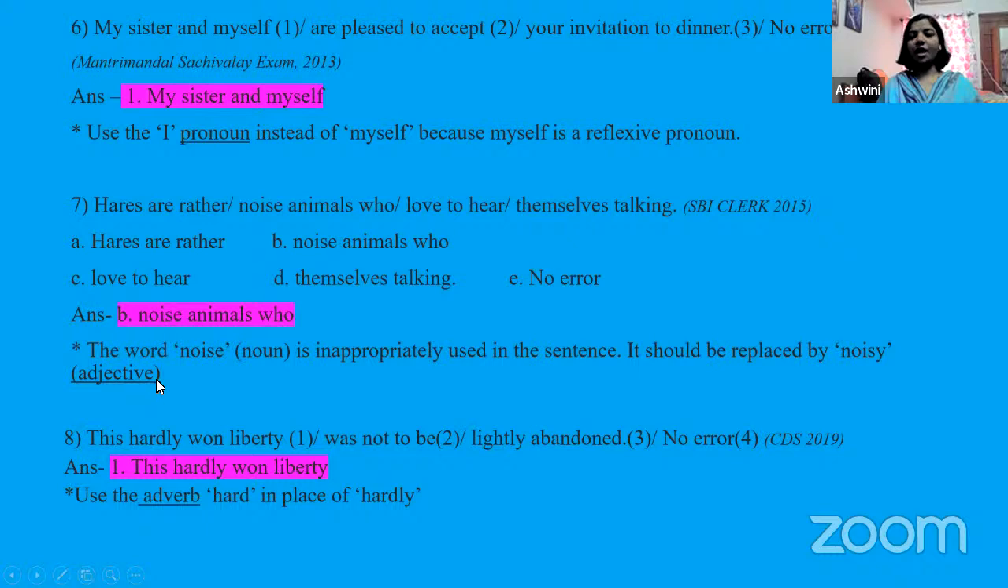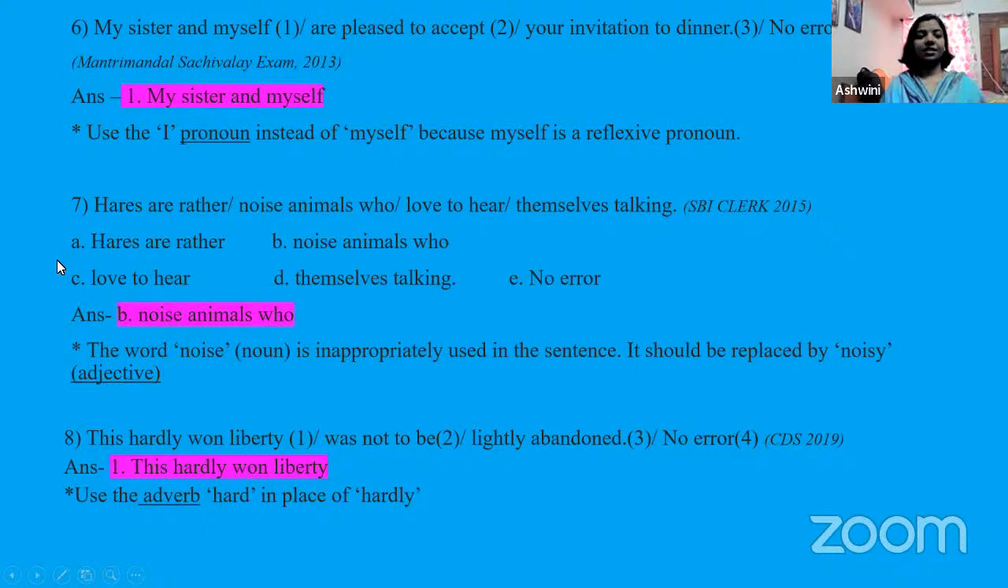Now next example is from an adjective one. कैसे क्वेश्चन पूछे गए adjective के ऊपर? I am just giving you an idea about which types of questions they'll ask you in the section for common errors in English. Okay. Now you have to focus on this topic. How to learn? You have to learn this topic minutely, right? Now here, number 7, hares are rather noise animals who love to hear themselves talking.